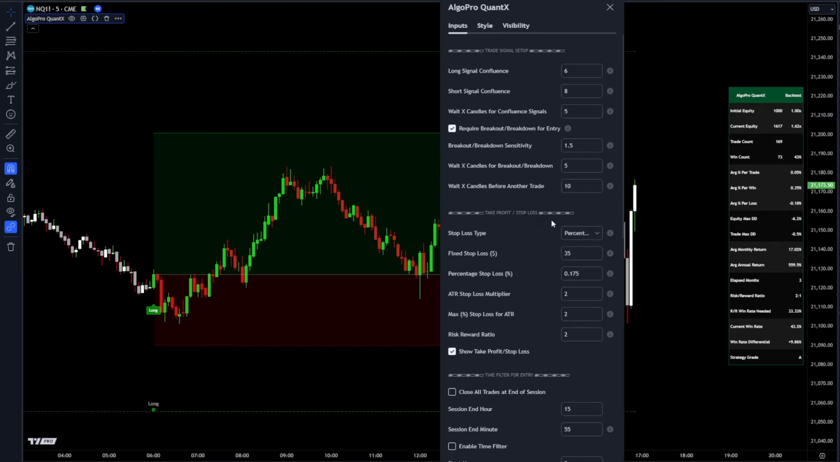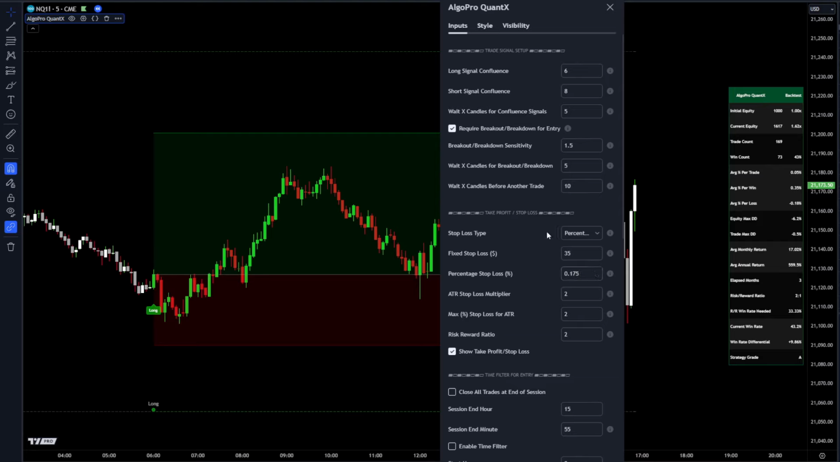Now for our take profit and stop loss system here, the default is set to a percentage. You can choose from a fixed percentage and ATR. Now fixed would just be a straight dollar amount. So if this is set to 35, let's say on NQ, if you have an entry at say 21,000, that means your stop loss would be $35 less than that. And the percentage you can set to whatever you want, and it'll be a fixed percentage.